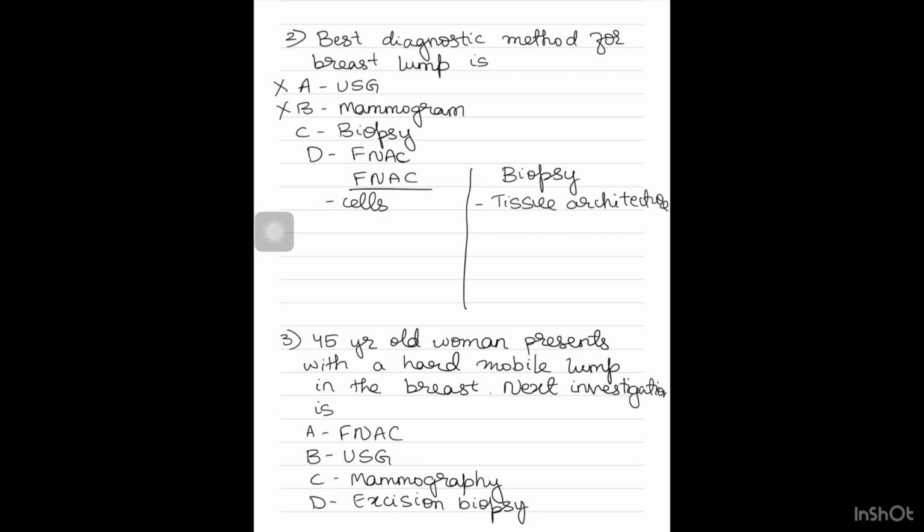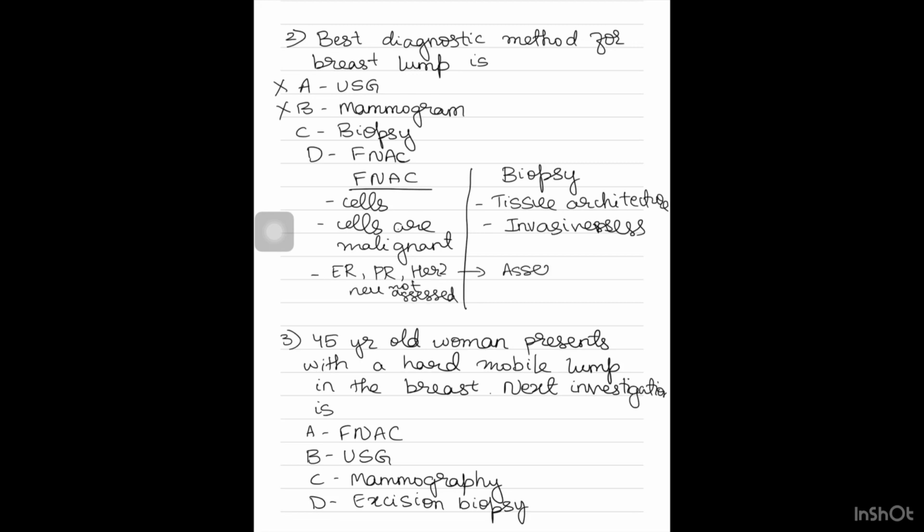It will tell about the tissue architecture. This will tell whether the cells are malignant or not, and this can also tell you about the invasiveness, whereas in FNAC you cannot assess ER, PR, and HER2/neu status. Here it can be assessed. So the best investigation will be biopsy and not FNAC.